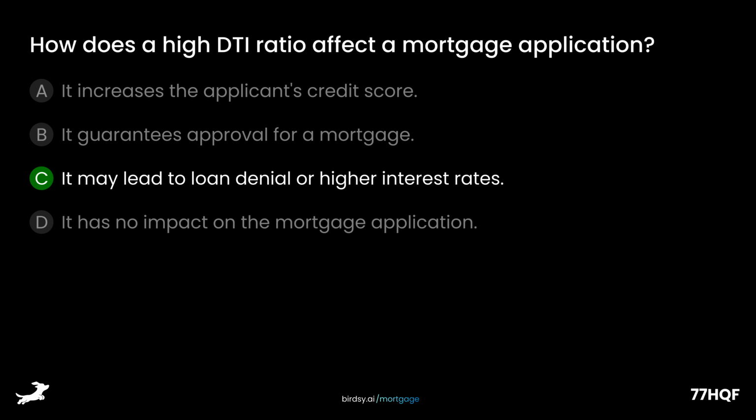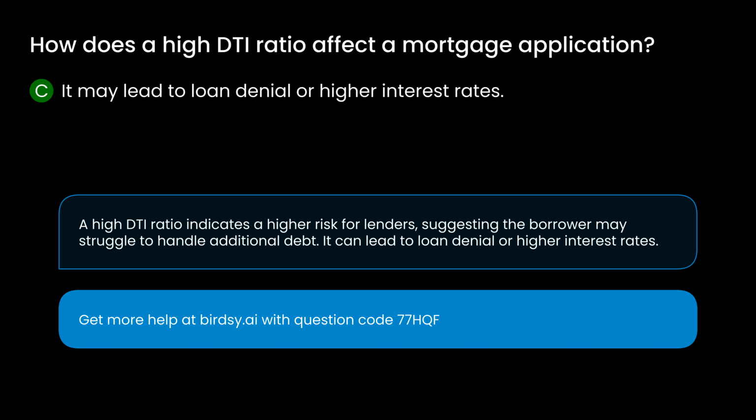The answer is C, it may lead to loan denial or higher interest rates. A high DTI ratio indicates a higher risk for lenders, suggesting the borrower may struggle to handle additional debt. It can lead to loan denial or higher interest rates.